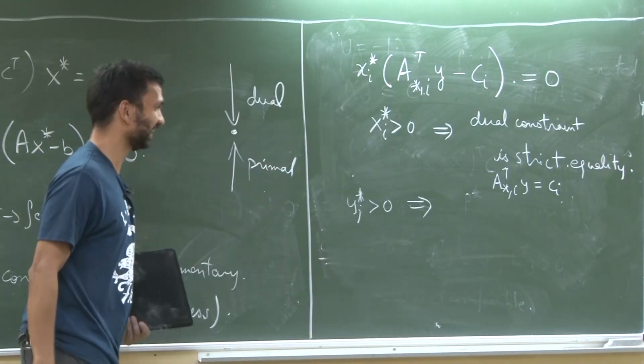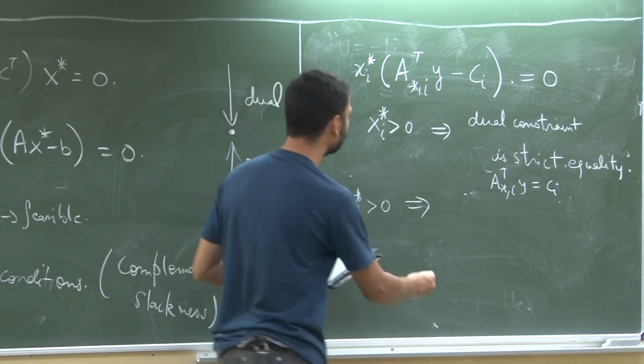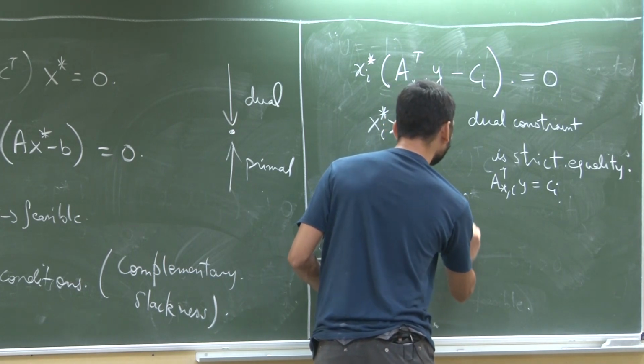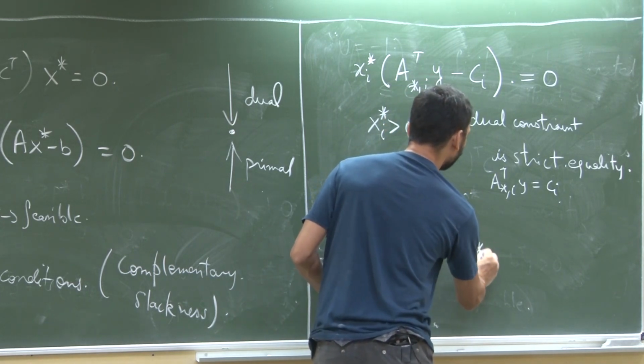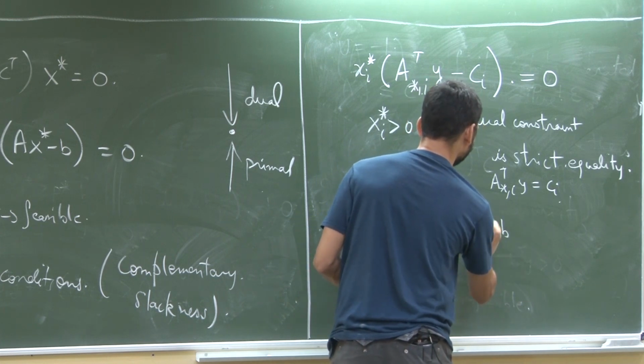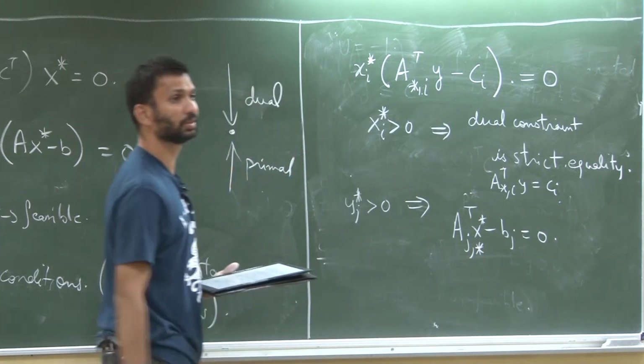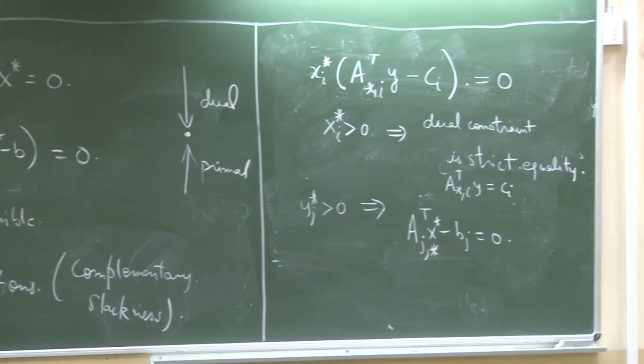Okay, I see the confusion, right? And similarly, if Yj star is positive, then the corresponding primal constraint, which will be the jth constraint, will be equal to 0.